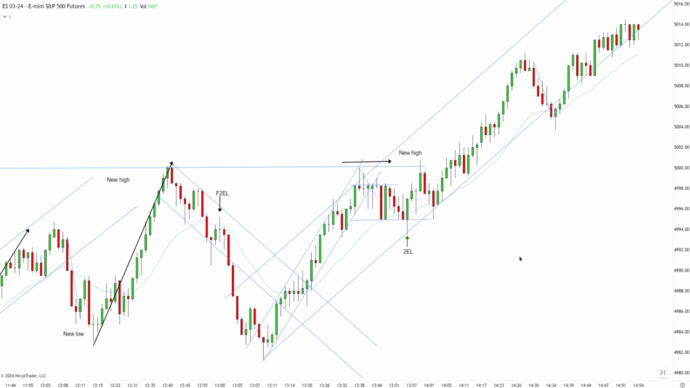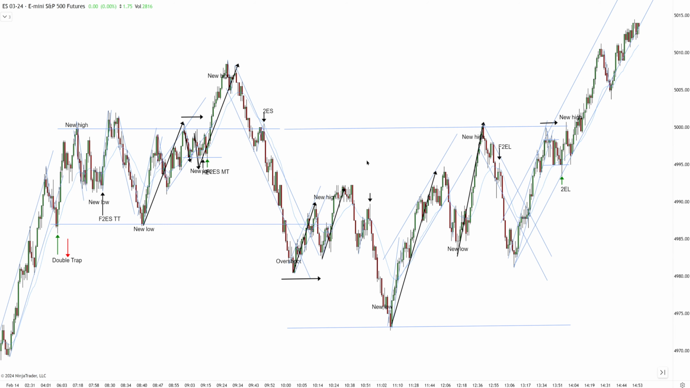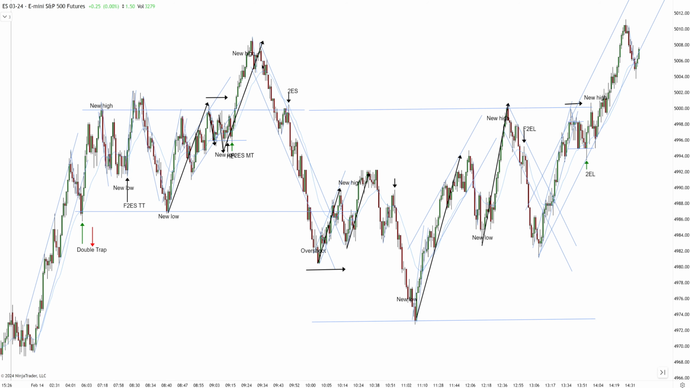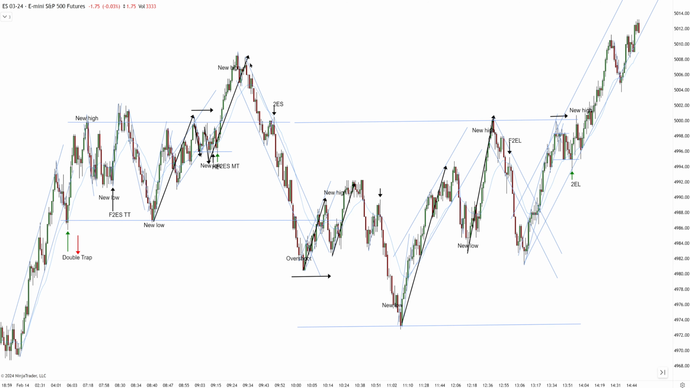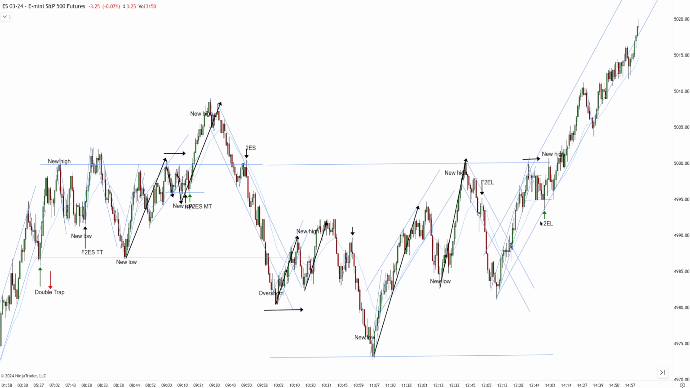So this is the overall structure for today. Fairly predictable day. The only confusing part was this area right here. It looked a little bit too bullish and the market didn't continue working hard. It went back into a trading range. But as you can see, break new high, downtrend, break new low, break new high. This overshoot reversed the market bullish.